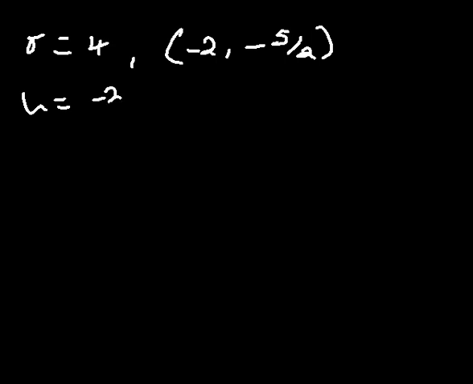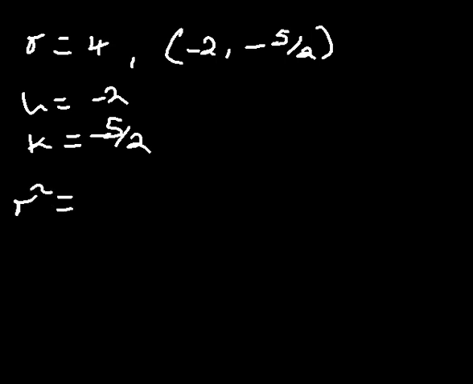And what if we have this case? Let's say we have a radius given as 4, and the center coordinates given as, let's say, -2 as well as -5/2. So what is the equation of this circle? Now the principle remains the same. We have h which is given as -2, and we have k, which is giving us -5/2. So what is the formula?